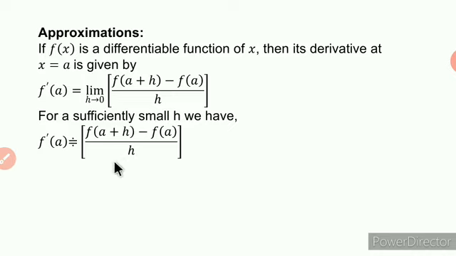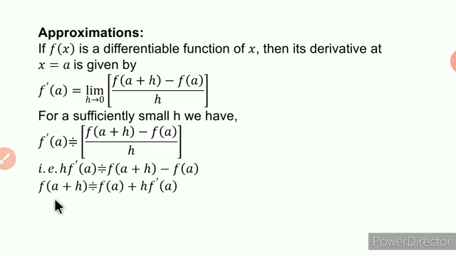Now transfer this h to the LHS. So it goes to multiplication. So here we get h into f dash of a is approximately equal to f of a plus h minus f of a. Therefore, f of a plus h is approximately equal to f of a plus h f dash of a.